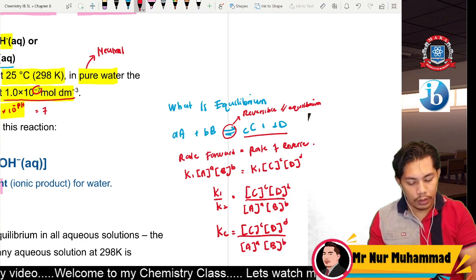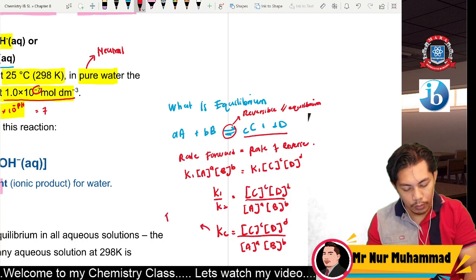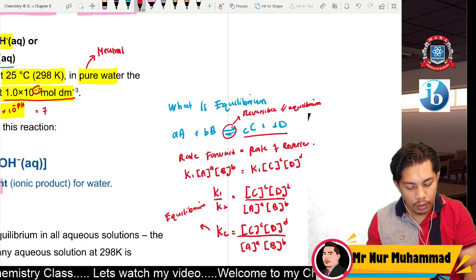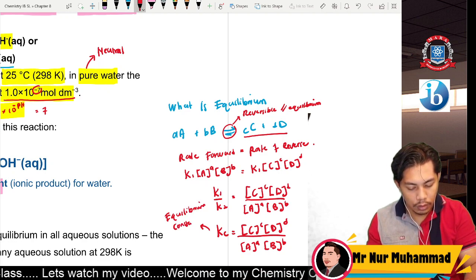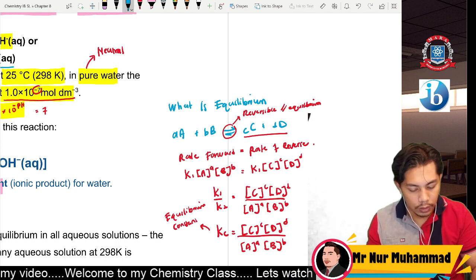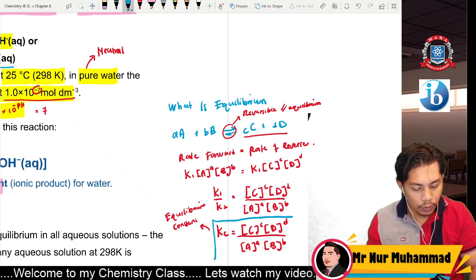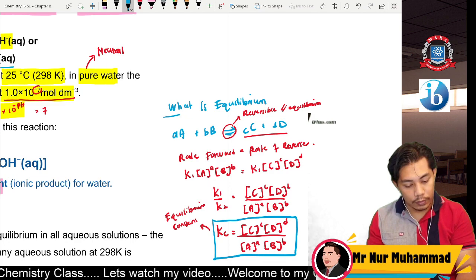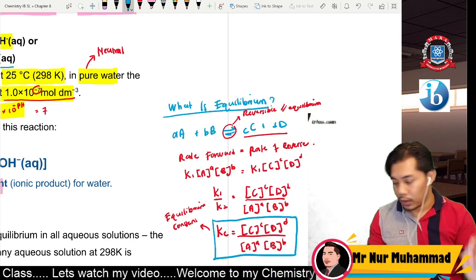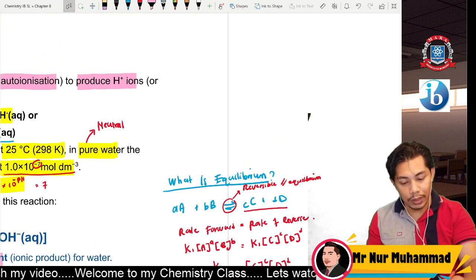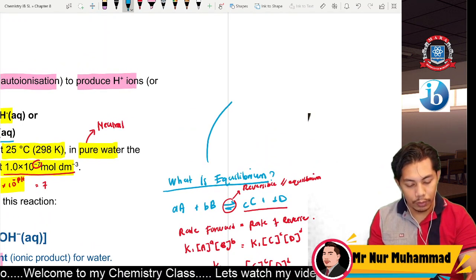Okay, what is Kc? Kc is the equilibrium constant. This is how the equilibrium constant formula is derived from the equilibrium condition. Before that, I want to explain a little about what equilibrium is.